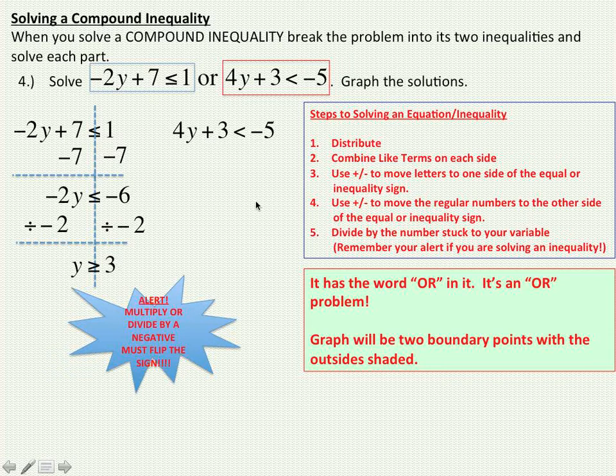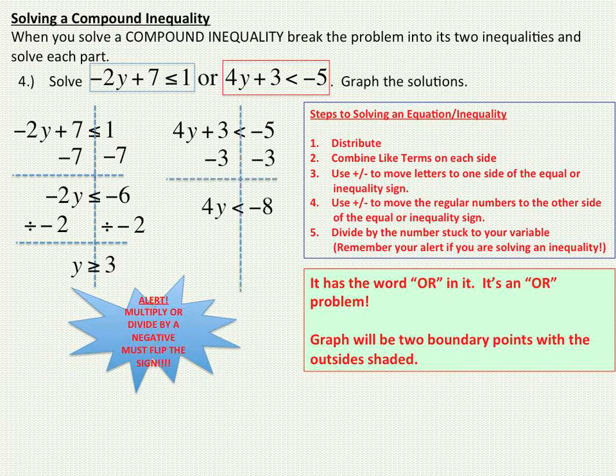Okay? Over here, on the right, subtract 3 from both sides. 4y is less than -8. Divide by 4. No flip, because you're dividing by a +4. Even though you're dividing a negative number, you're dividing by a +4. Notice your alert: when you multiply or divide by a negative. Here you're dividing by a +4. So y is less than -2. So all the numbers that are less than -2 or greater than or equal to 3.